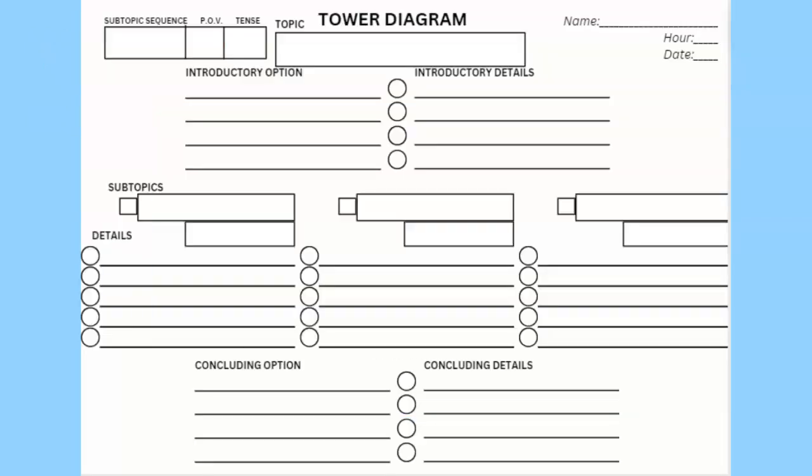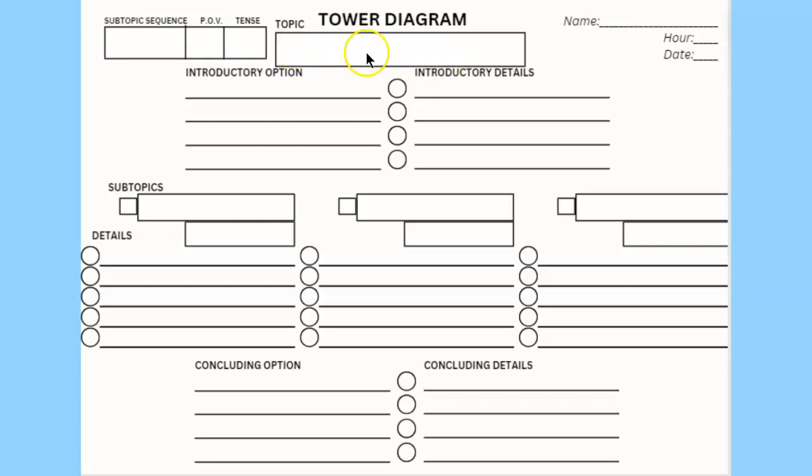This is the tower diagram. It's going to look very overwhelming right now, but soon you're going to know how to use each part of it. So this diagram includes several parts. There are some parts that should look familiar to you from our paragraph diagram. For instance, this box up here is similar to the ones you learned to use on the paragraph diagram, and you'll use them in just the same way. You'll put your sequence, your point of view, and your tense up there.